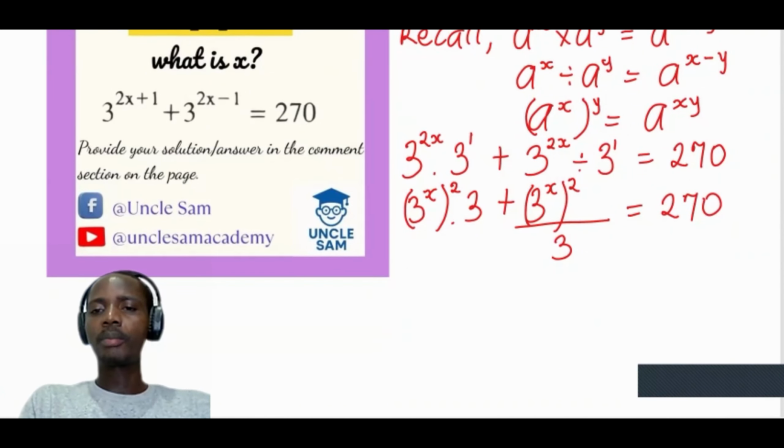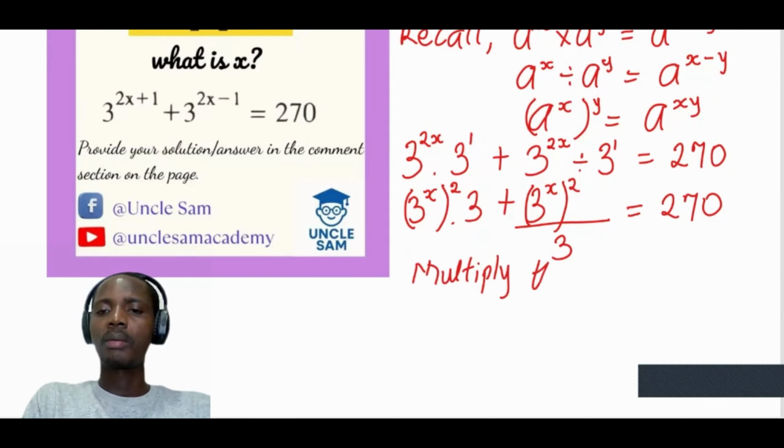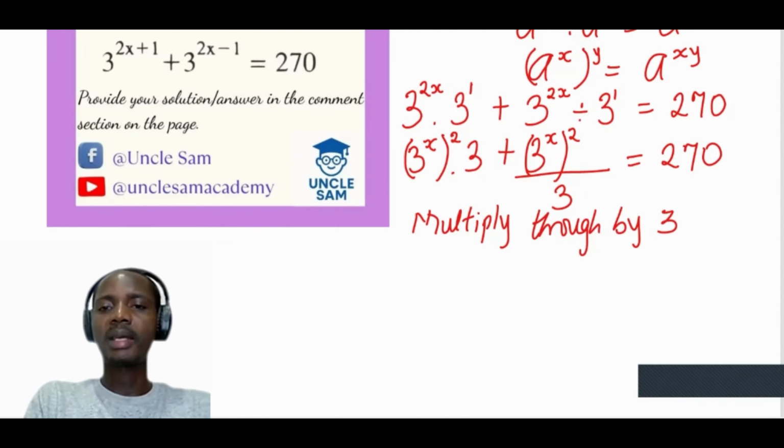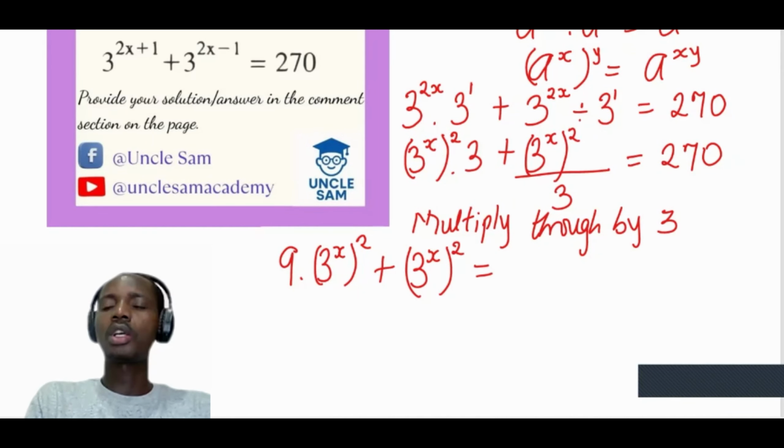From this point, I can choose to multiply through by 3 because I want to do away with the denominator. If I multiply through by 3, I'm going to be having 9, that's 3 times 3 is 9. So 9 multiplying 3 to the power of x all to the power of 2 plus, now the 3 cancels out the denominator of 3. So I'm going to be having 3 to the power of x to the power of 2 equals, now 3 times 270. That gives 810.